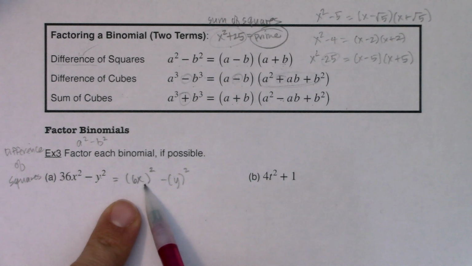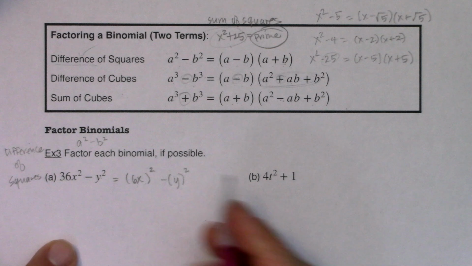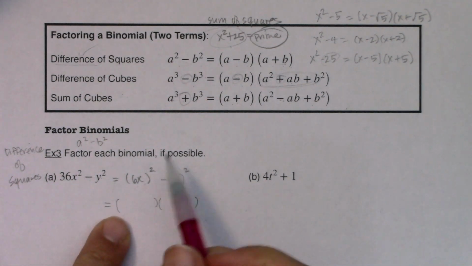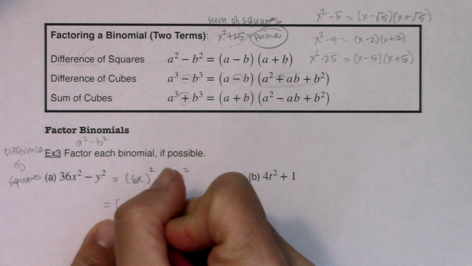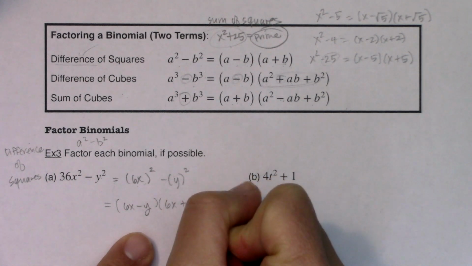So if A is 6x and B is y, and I break this into a minus b, a plus b, right? When I think about how I'm going to factor this difference of squares, I'm going to do a minus b, so I'm going to do 6x minus y, and then 6x plus y.